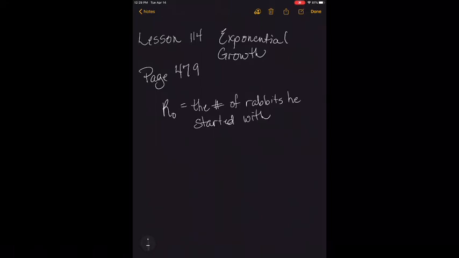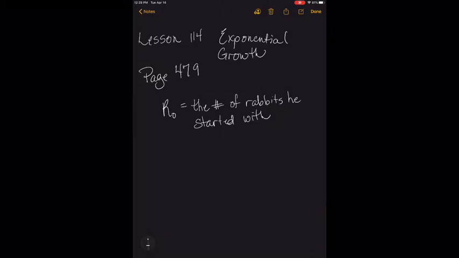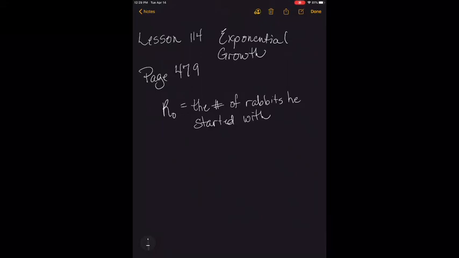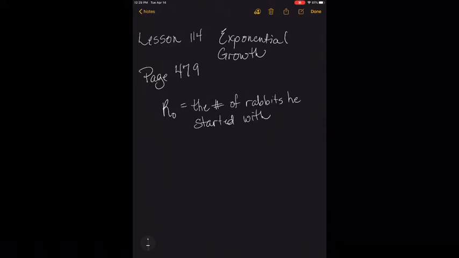And it's funny that the book uses the example of rabbits, but rabbits, bacteria, viruses, all of these things can grow exponentially. So the very first example is the rabbits example at the bottom of the page.